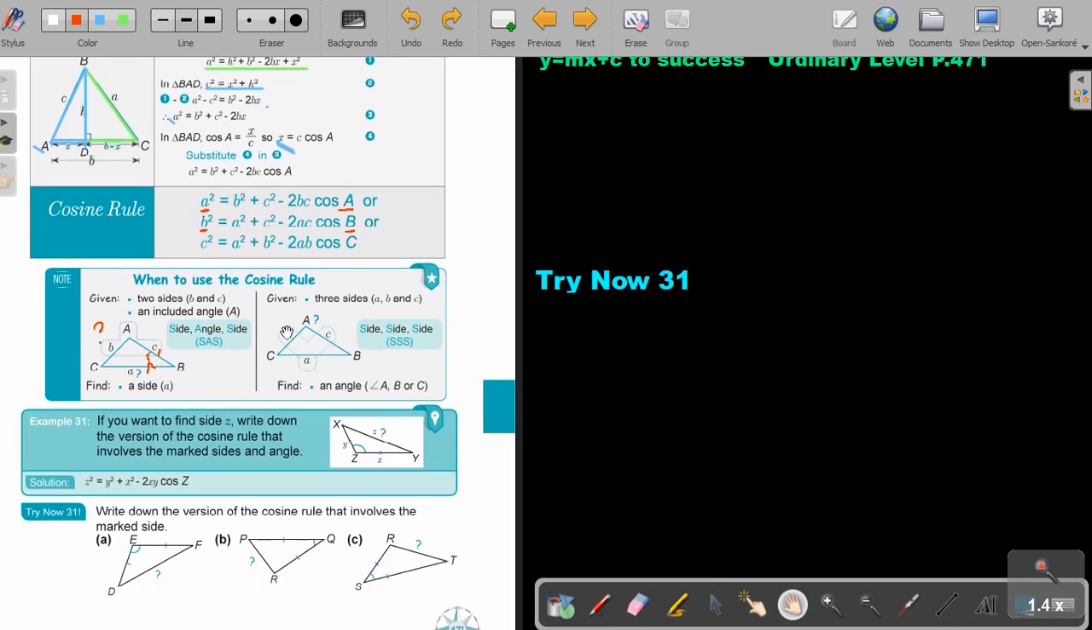Because it looks like a difficult formula, that's why I was putting in this exercise. I just want you first to get used to writing down that formula. So if you want to find side Z, write down the version of the cosine rule that involves the marked sides and angle. So it's two sides included. So z squared will be equal to the two around it, you square them and you add them. So x squared plus y squared minus, then the two that were squared you just multiply, so it's xy. And then cos of z.